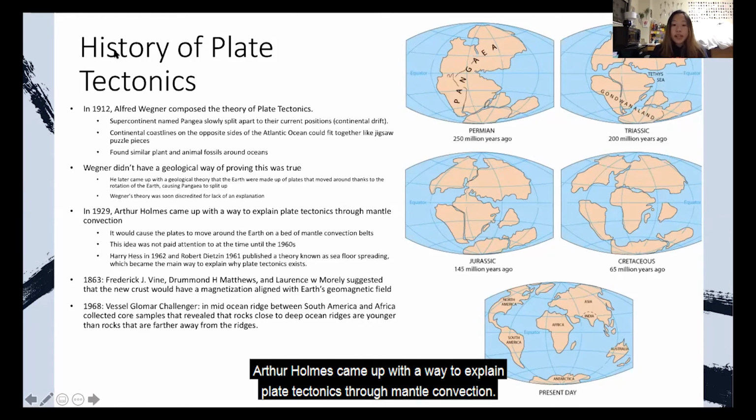In 1929, Arthur Holmes came up with a way to explain plate tectonics through mantle convection. He thought it would cause the plates to move around the Earth under a bed of mantle convection belts. This idea, however, was not paid attention to until the 1960s, when scientists discovered a geomagnetic anomaly around the ocean floor near trenches and the existence of island arcs near continental margins, which suggests the possibility of convection.